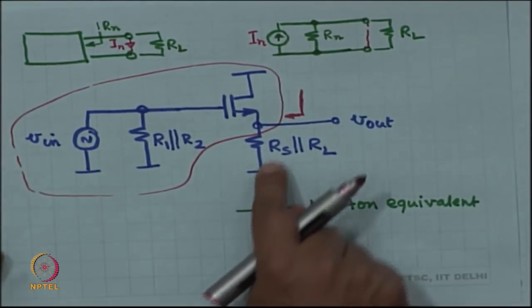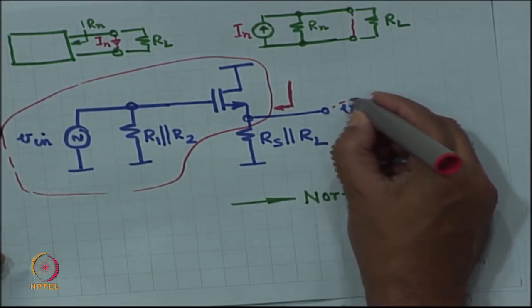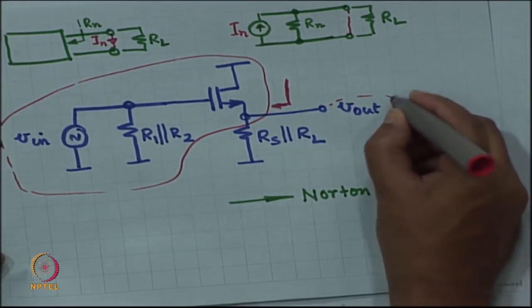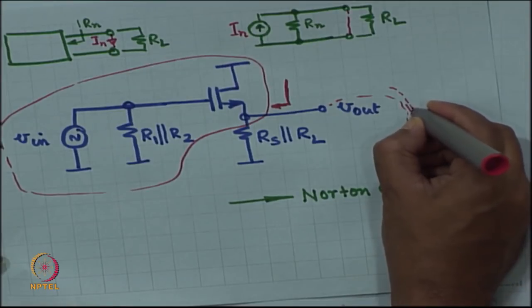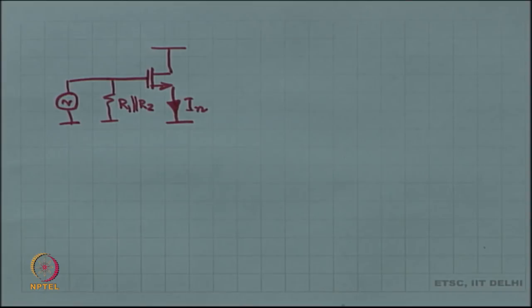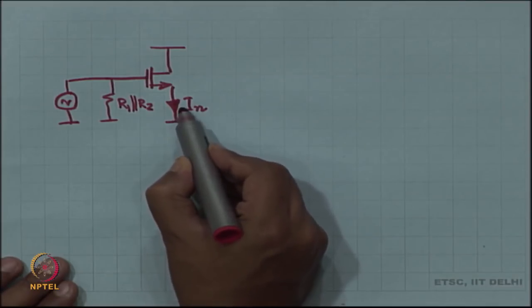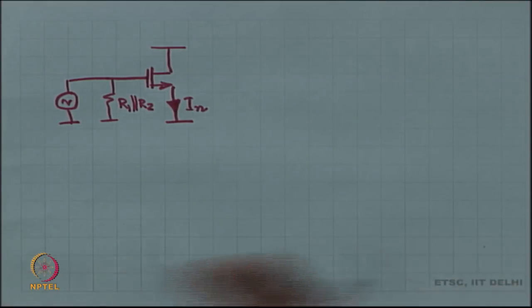Okay, this was the original circuit. So, when I short circuit, I am going to short circuit over here and measure the current going through the short circuit wire. That is exactly what I have done, right. I have connected the source back to ground, and now I want to measure the current in the source.